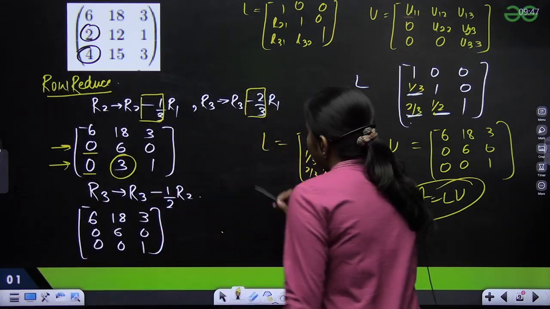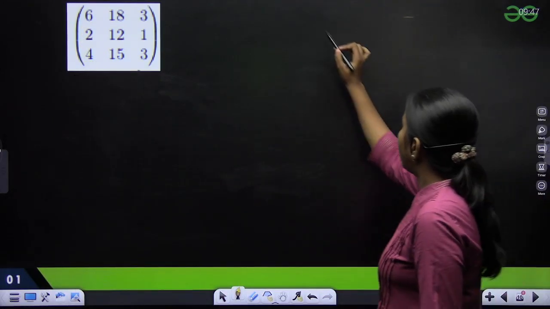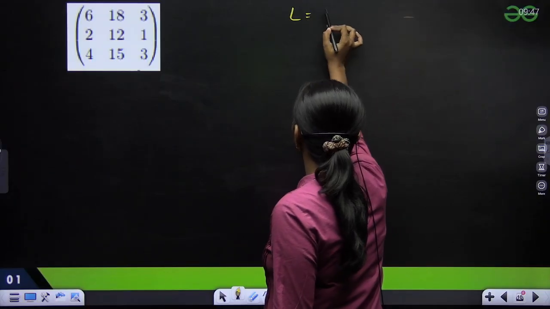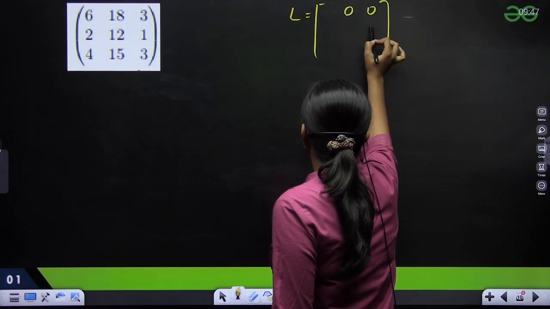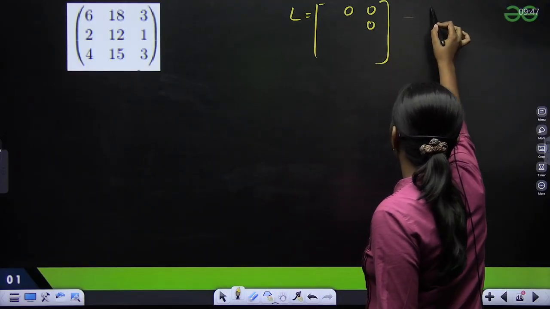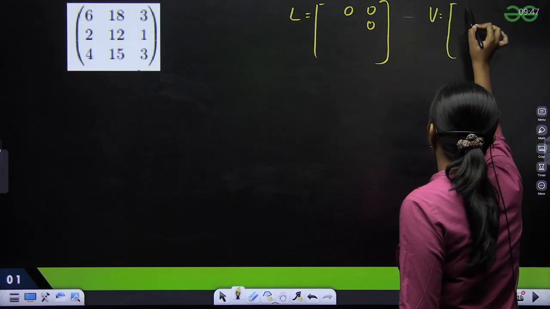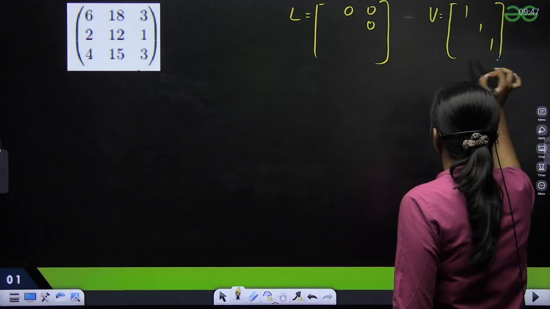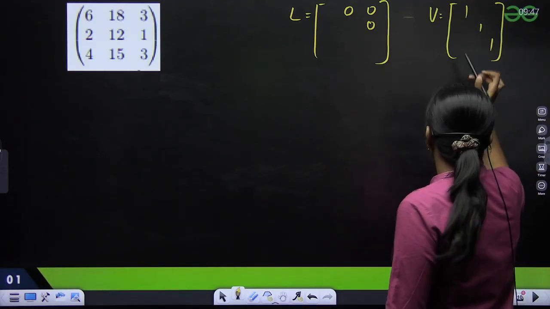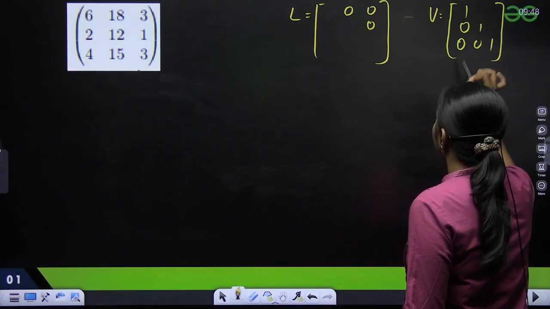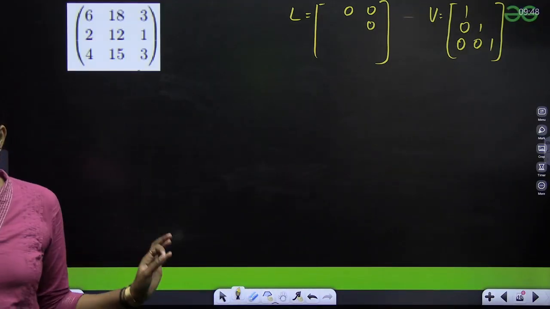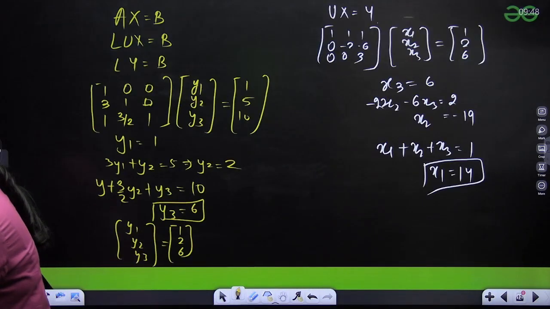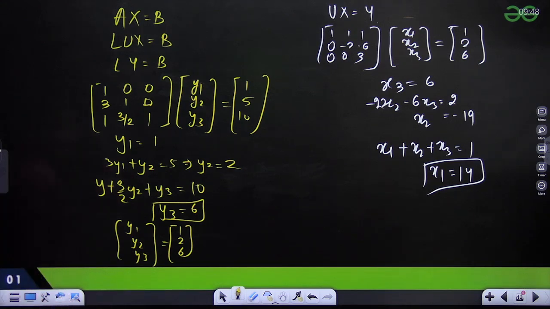But for the same matrix, if I want to find the LU decomposition where the diagonal entries of L are not 1, but the diagonal entries of U are 1, then how am I going to find that? We'll see that in a minute, but before that we are going to solve the question in which we were getting an error.